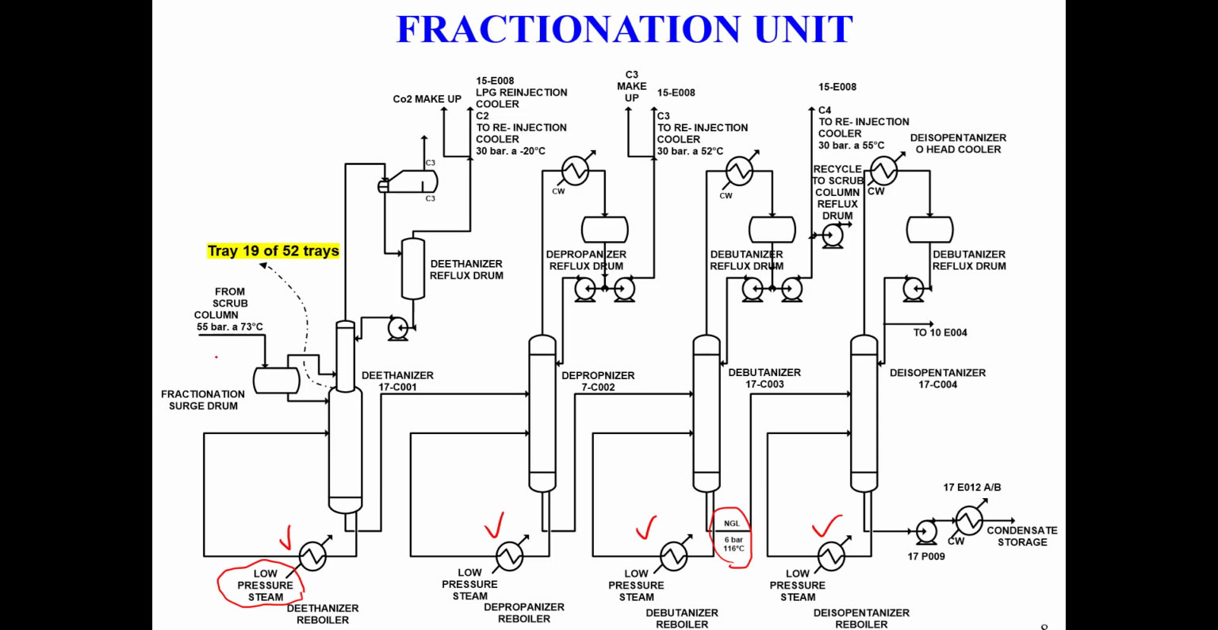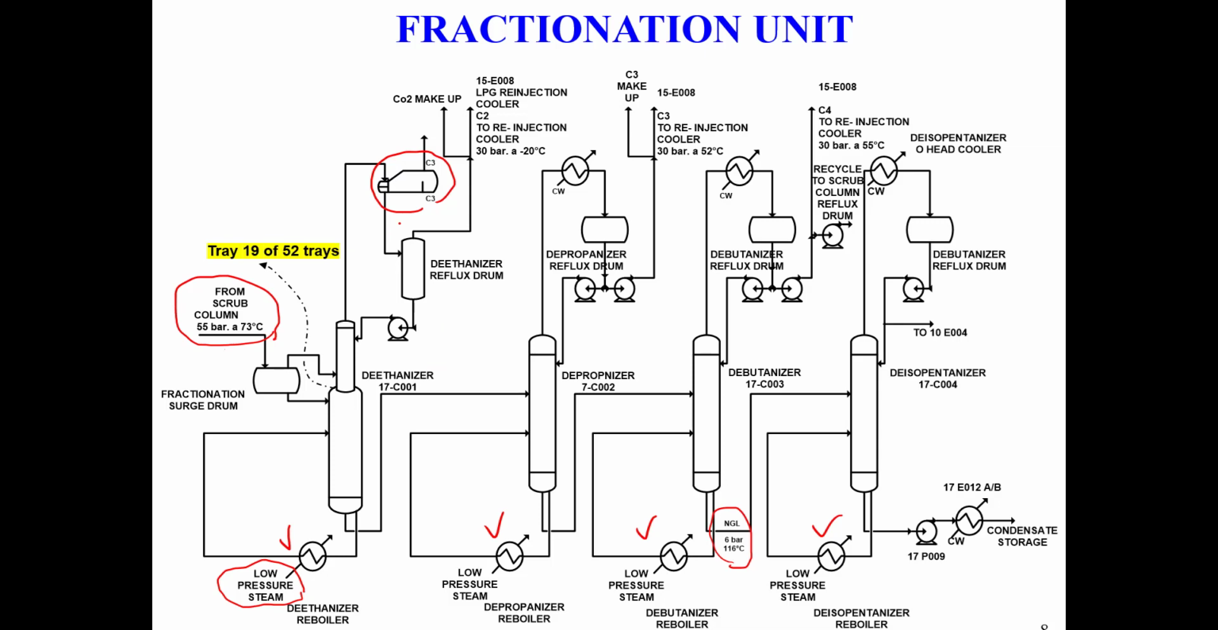So we start from here, the feed to the first column, which is the De-ethanizer, okay? And the feed is coming at 55 bars and 73 degrees C. It goes to the De-ethanizer. We have a reboiler. We have a condenser, okay? We have a condenser here.